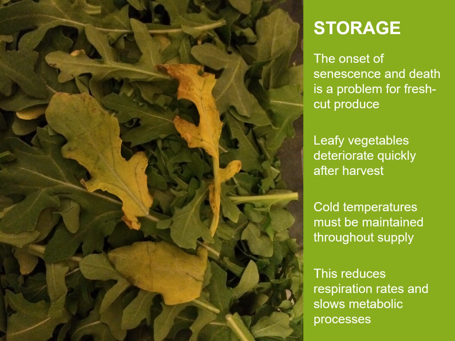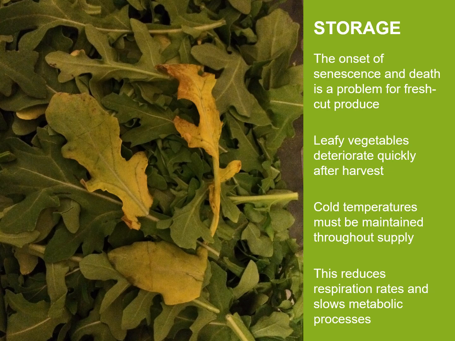Senescence also presents a very different kind of issue for fresh cut leafy vegetables. So things such as lettuce and, in this picture here, rocket leaves. So once the leaves have been harvested from the plant, the process of senescence and death starts almost immediately. And so one of the problems with leafy vegetables is that they have a very high respiration rate, and so that causes the leaves to degrade very quickly after harvest.